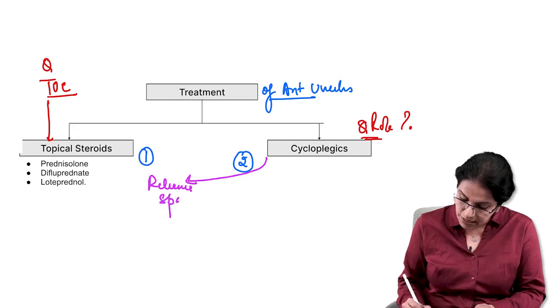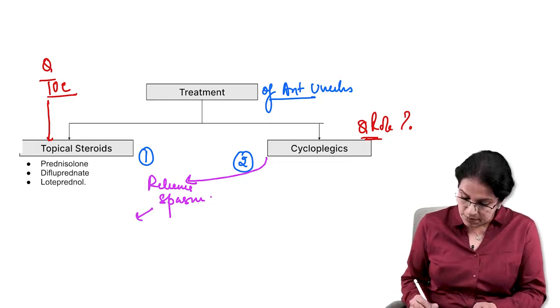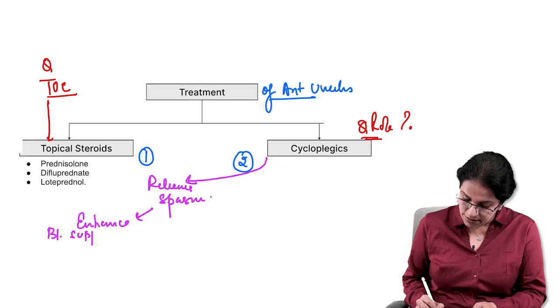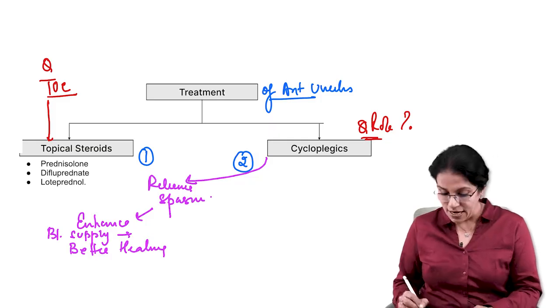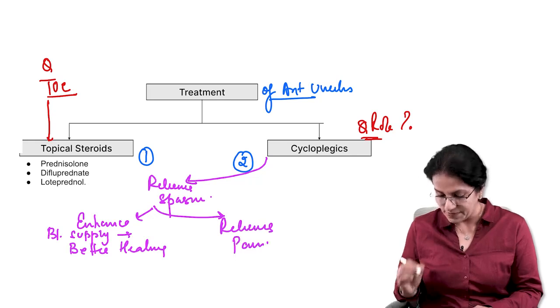When it relieves spasm, two things will happen. First of all, it will enhance the blood supply, and when the blood supply is enhanced, there will be better healing due to better antibody supply, isn't it? So this is one thing you have to know. Secondly, when it relieves the spasm, it relieves pain. Okay, so it will relieve pain.